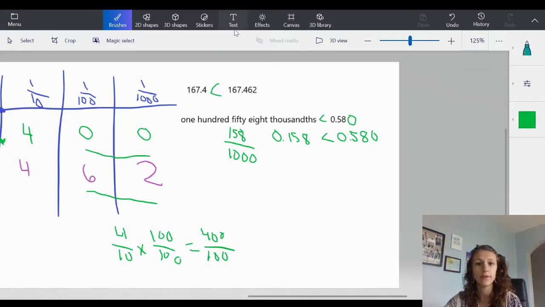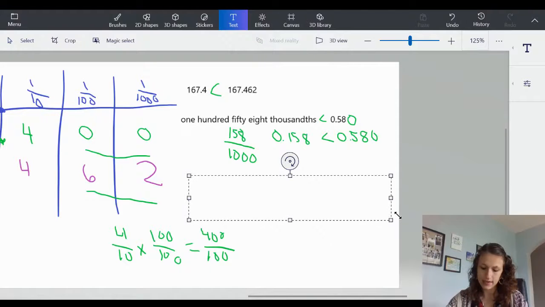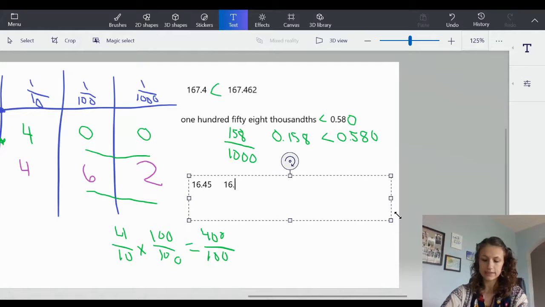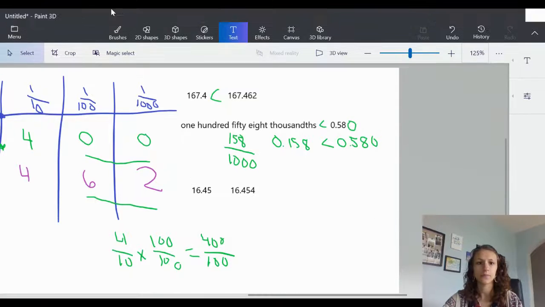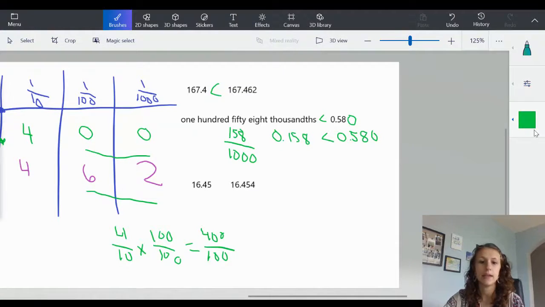Let's do one more for our little mini review. The last one we're going to talk about is 16 and 45 hundredths versus 16 and 454 thousandths. Once again, when we're looking at these, I notice some similarities. They both have the same number of wholes, 16 wholes, 16 wholes. So I'm continuing to go to my fractional parts to decide which one is greater. 4 tenths and 4 tenths, still the same. 5 hundredths and 5 hundredths, still the same.